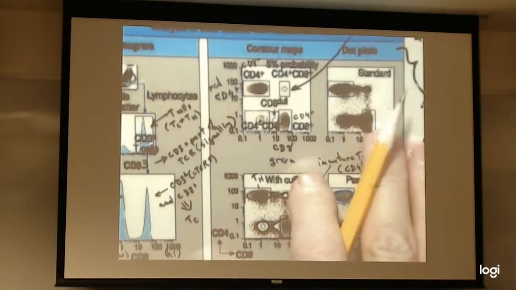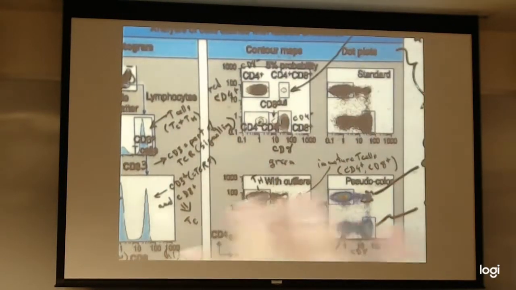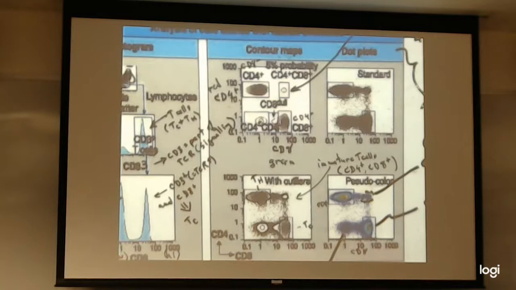Now, you see these things in journal articles all the time where they're doing cell-sorting experiments.